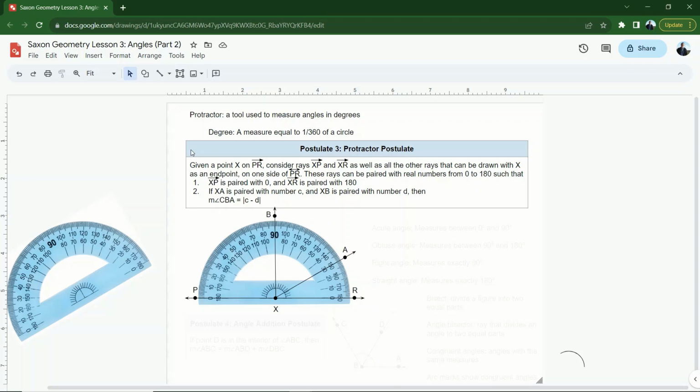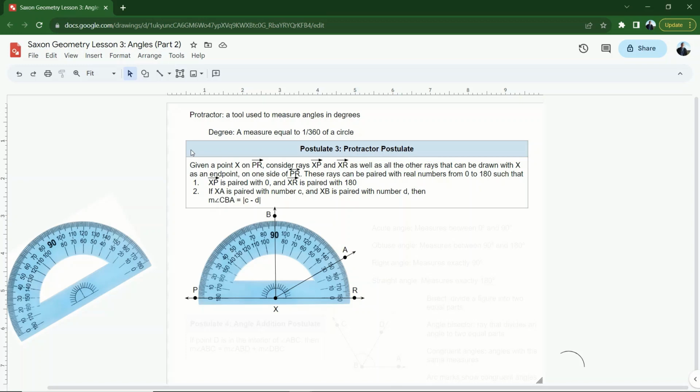All right, so notice that I have line PR at the base of my protractor. P passes through 0, R passes through 180. Then given a point X on PR, consider rays XP and XR as well as all other rays that can be drawn with X as an endpoint on one side of PR. So A is an example of a ray that has X as an endpoint on the side of PR. AX and BX is another example. BX has X as an endpoint on one side of PR.